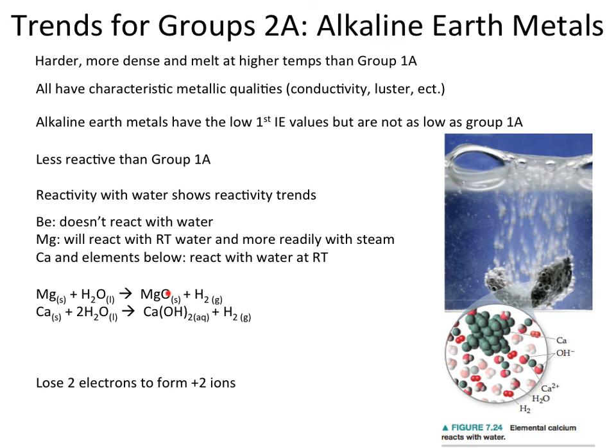So when the reactions occur with alkaline earth metals, they typically want to lose their 2 electrons so that they can be like their nearest noble gas. So they all like to form these +2 cations.